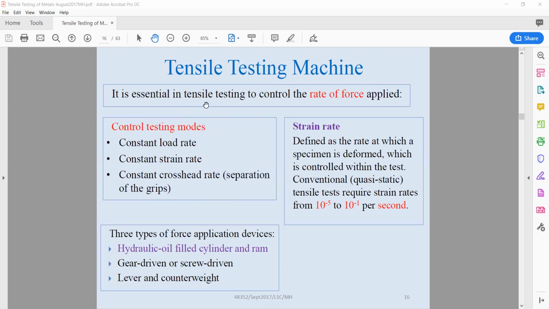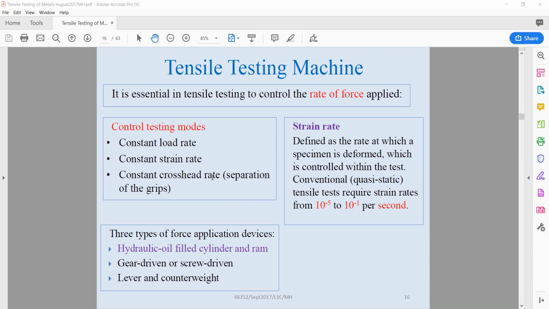It's essential in tensile testing to control the rate of force applied. So always when we do tensile tests, we have to make sure that we apply a certain rate of force. For instance, it can be load rate, which is kilonewton per second. It can be strain rate, which is dimensions per second. Or it can be cross-head rate, which is the separation of the grips or the separation of the testing machine cross-head body. Load rate means kilonewton per second or kilonewton per minute, and it's not difficult to use load rate.